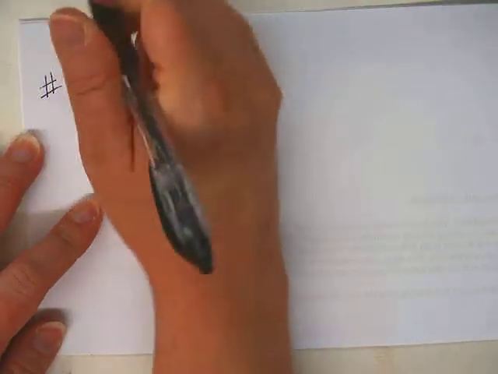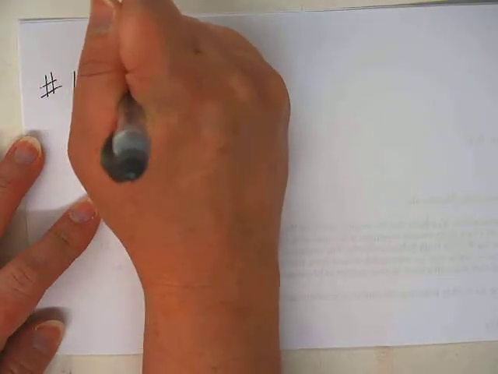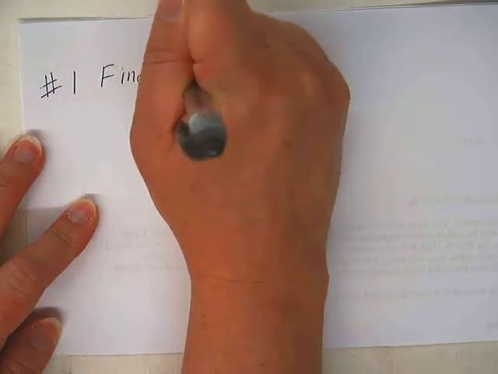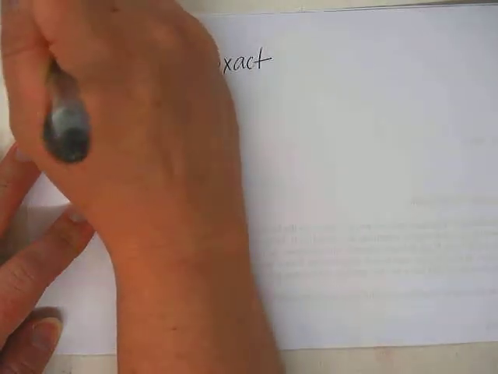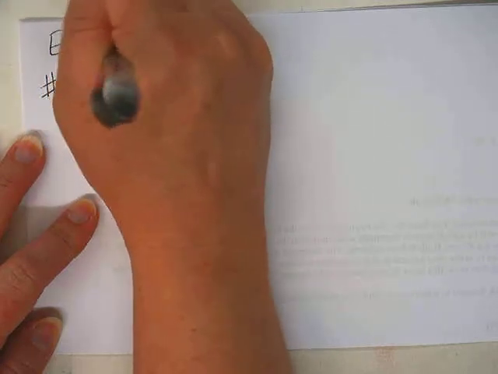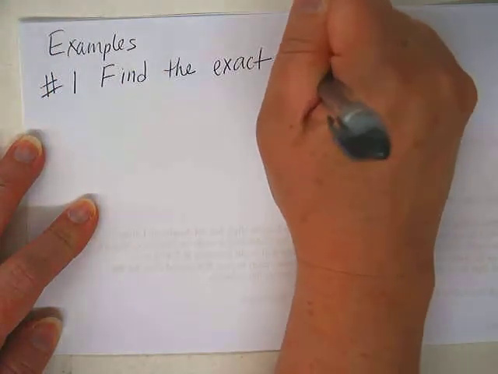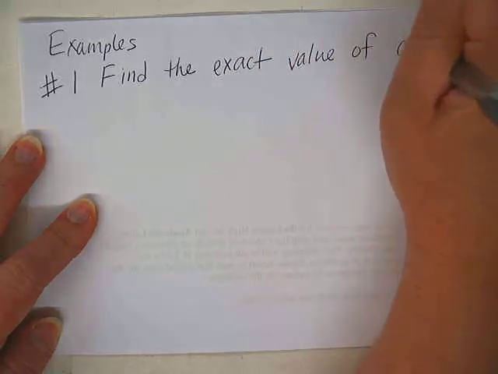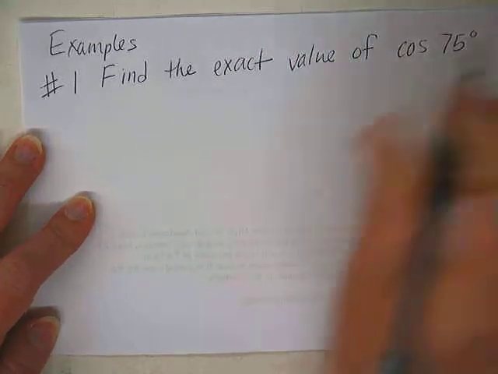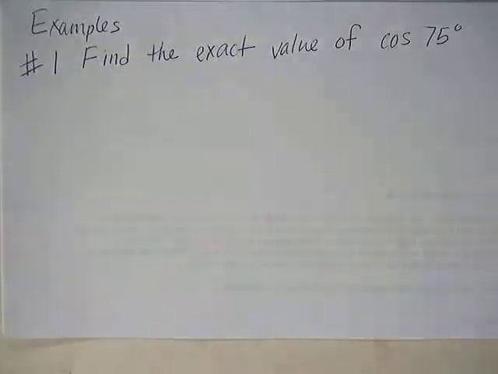Alright, let's do an example of how we might use these identities. These particular identities would be used when you're trying to find the value of something that's not on the chart, but you want the exact value and not just from your calculator. So find the exact value of cosine 75 degrees.